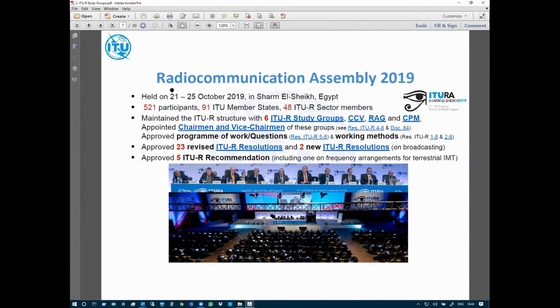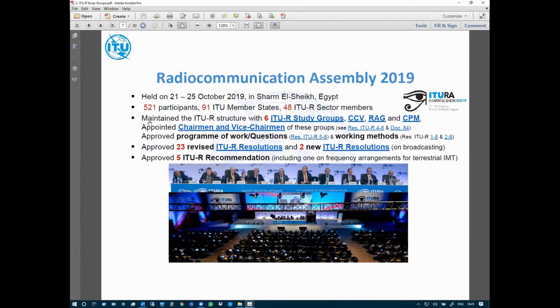We have said the Radio Communication Assembly is the entity responsible for defining the activities and the composition of the study groups, and it is organized the week before the World Radiocommunication Conference. The last one was held from 21st to 25 October 2019 in Sharm el-Sheikh. More than 500 participants from more than 90 ITU member states, as well as around 50 ITU-R sector members, attended.